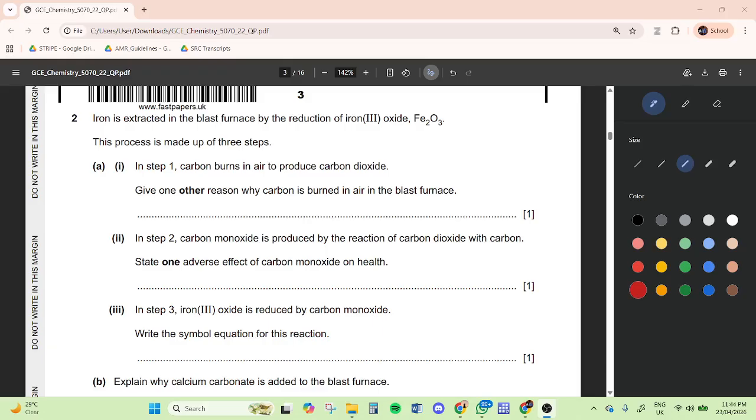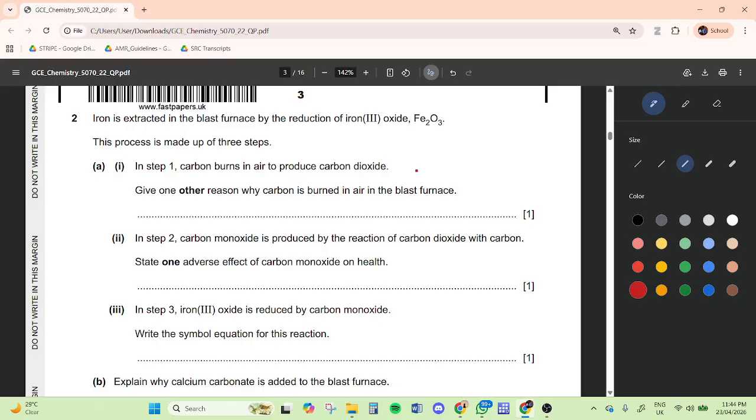So let's take a look at question 2, which says iron is extracted in the blast furnace by the reduction of iron 3 oxide, Fe2O3. This process is made up of 3 steps. In step 1, carbon burns in air to produce carbon dioxide. Give one other reason why carbon is burned in air in the blast furnace.